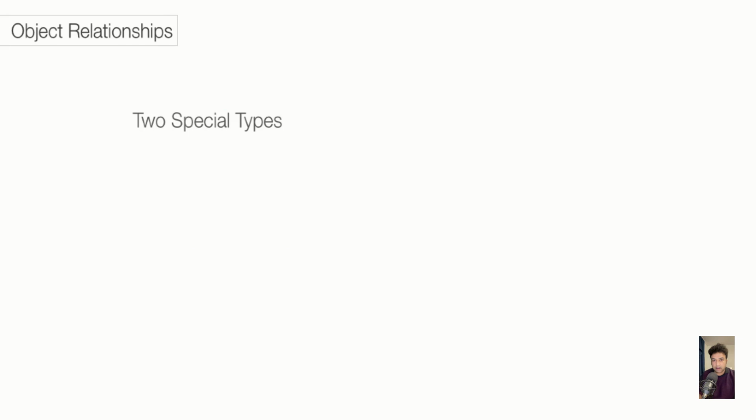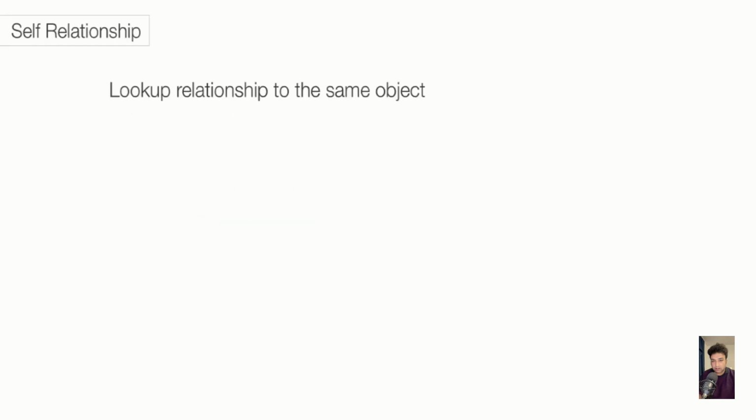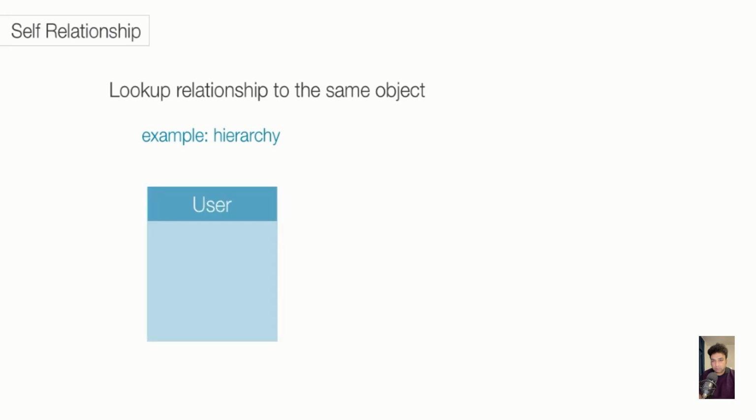Apart from lookup and master detail relationships, there are 2 special types of relationships, self and many-to-many. Self relationship is a relationship where an object is related to itself. I would give this example.